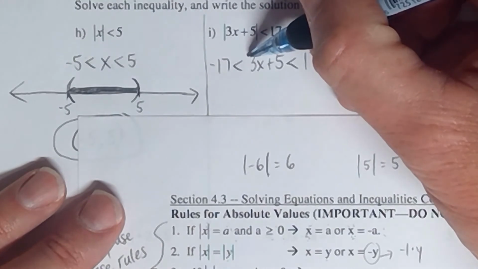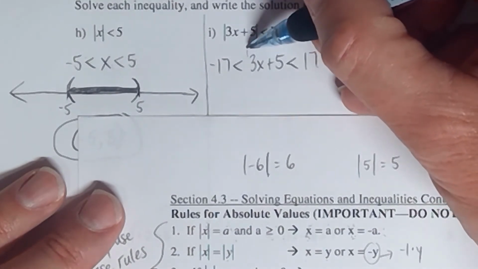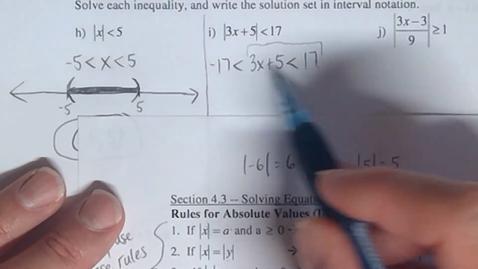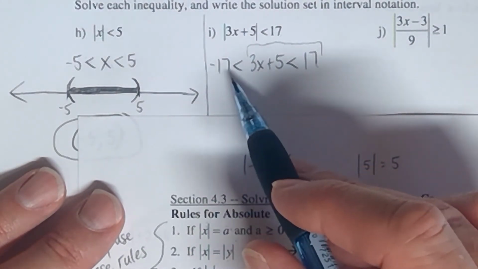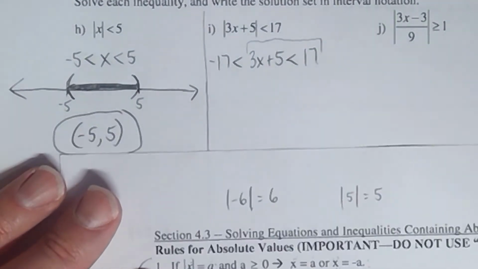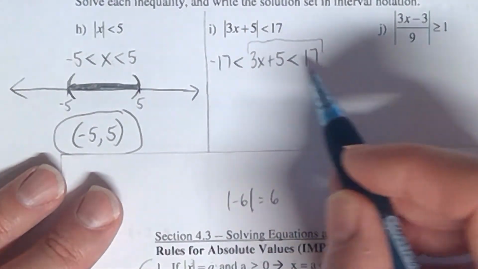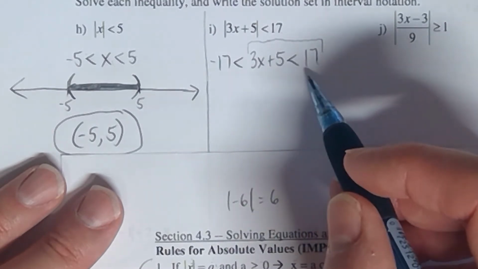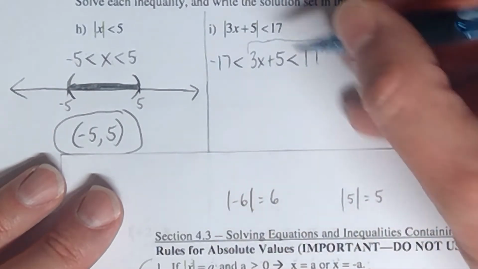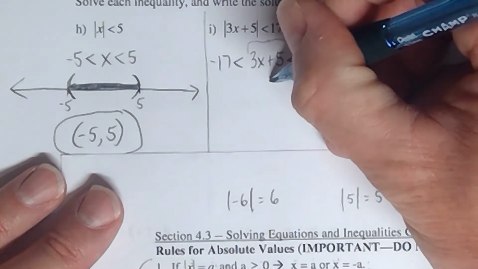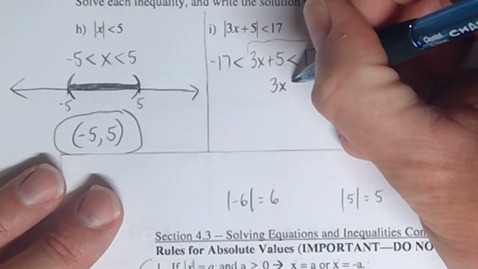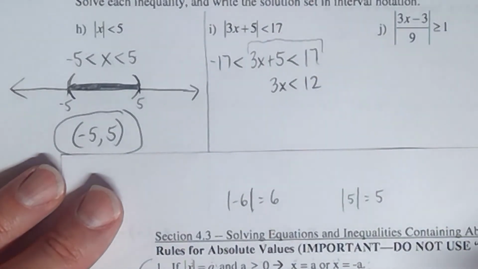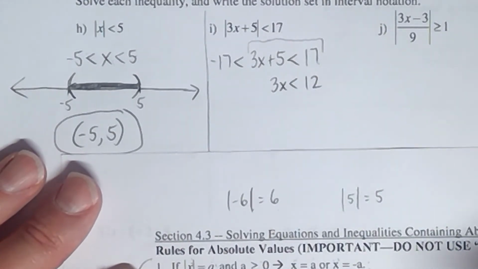If you're having trouble visualizing this because there are 3 parts and you're used to just having 2 sides, pretend you're just looking at these 2 things. Just pretend the negative 17 is not there for a minute, okay? So now you only have 2 parts. How would you get x by itself? Well, this is just like a problem we had in 4.1. You subtract the 5 over, and that would give me that right there, right? And then you would divide by 3, wouldn't you?